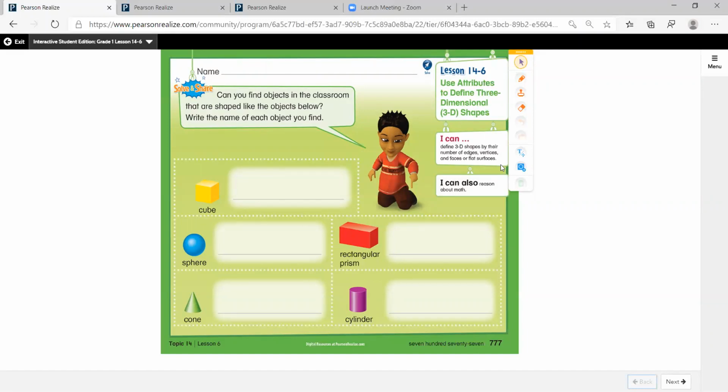Can you find a cube, something shaped like a sphere, a cone, a rectangular prism? What about a cylinder? Go ahead and pause if you'd like to go on your shape hunt, and then come back to the video to continue.